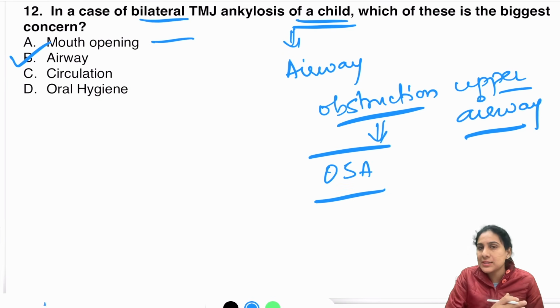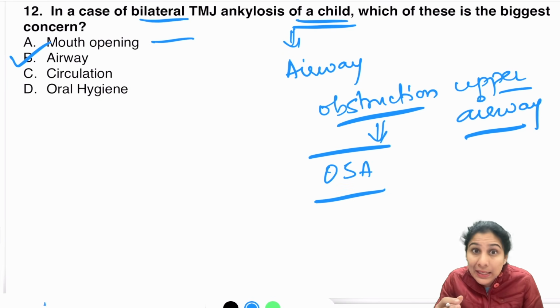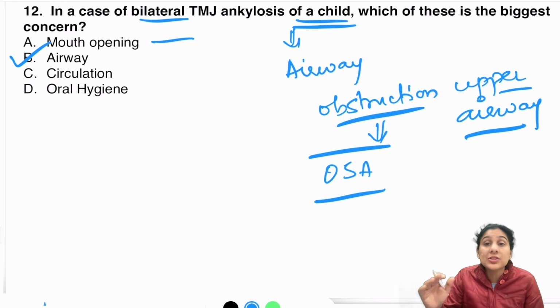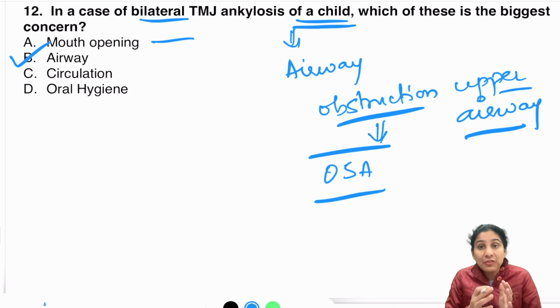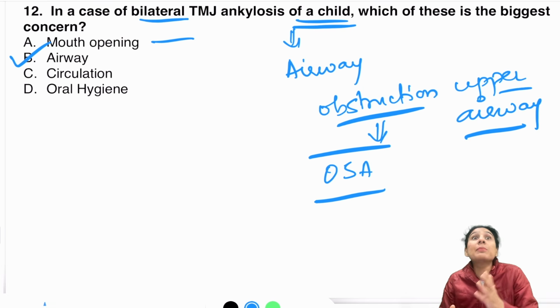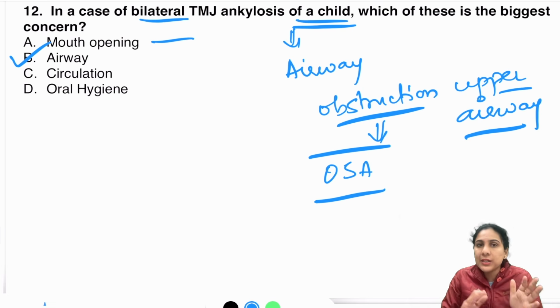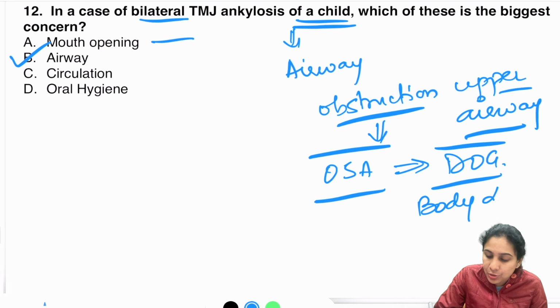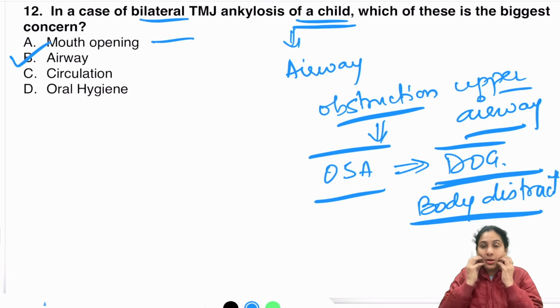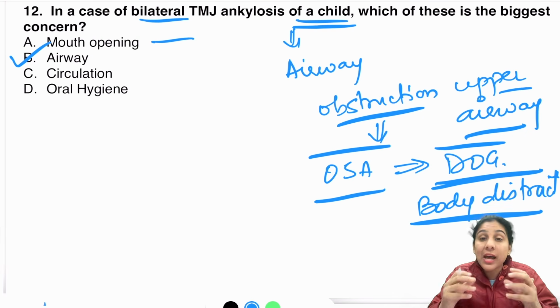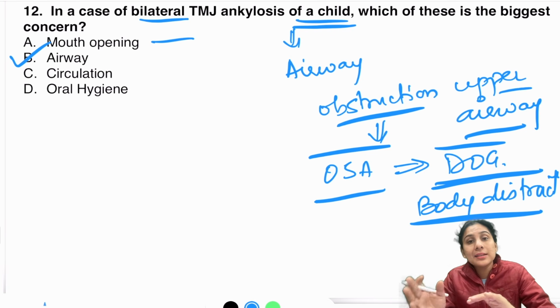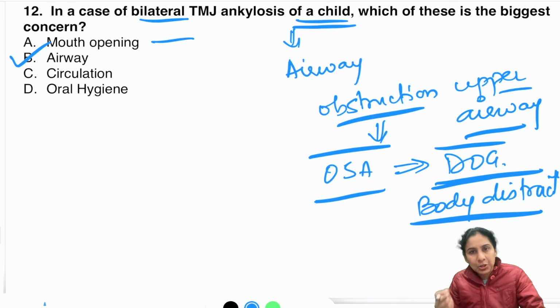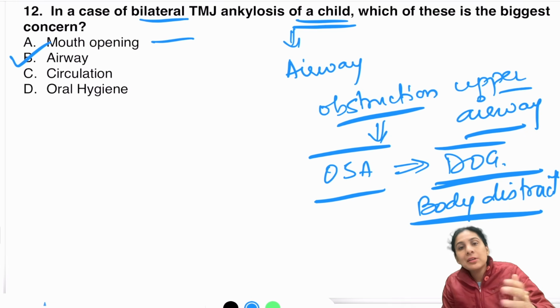Whenever we discussed this in the classes, we talked about it in detail, and that's my biggest concern. TMJ ankylosis is my secondary concern now. First, I have to protect the airway of the child, whether he will be able to breathe or not. So my first treatment will be aimed at correcting the airway. How will I correct the airway? Using body distraction of the mandible, I will bring the mandible forward. First, I will open the airway. Then, either along with it or later on, depending on the protocol, I will do the ankylosis surgery.